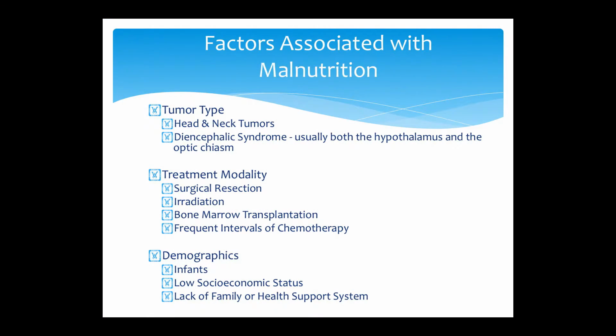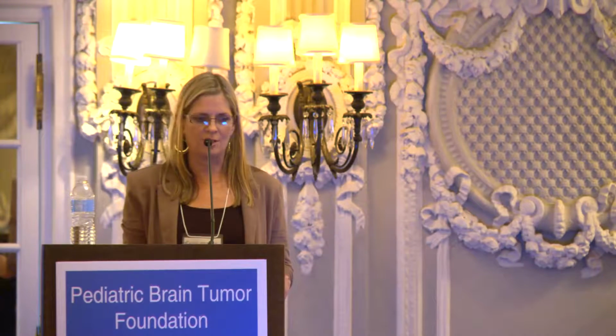Oncologic factors that are associated with malnutrition include the type of tumor. So we know the head and neck tumors, that's going to be your CNS tumors. Your diencephalic syndrome may include the hypothalamus and the optic chiasm. And then, of course, treatment. The patients that are going to undergo surgery, which is the majority of your CNS tumors, are going to undergo radiation, which can also affect their nutrition status, bone marrow transplant, and then, of course, the frequent intervals of the chemotherapy. So about the time they get the chemotherapy, they're nauseated, get through the chemotherapy, their counts drop, they don't feel like eating, and then it's time for the next course of chemotherapy. So that contributes quite a bit. And then, of course, the demographics.